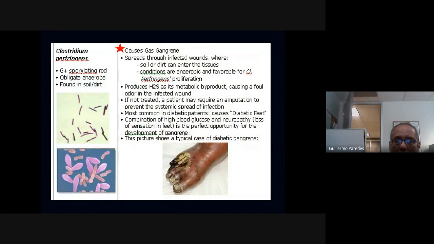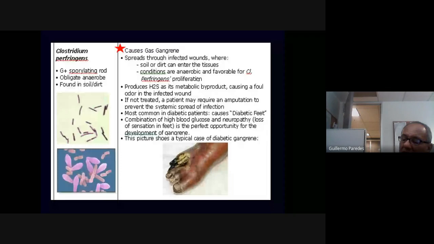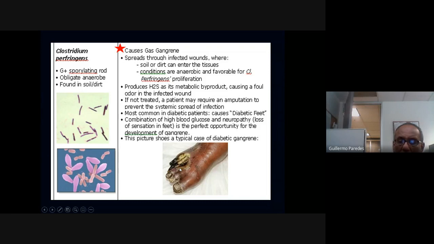Clostridium perfringens is what they call the bacteria that eat meat. That is commonly known. But Clostridium perfringens produces what we call gangrene. If you see here, in this foot, it mostly happens in diabetic patients. And they are going to produce a necrosis.